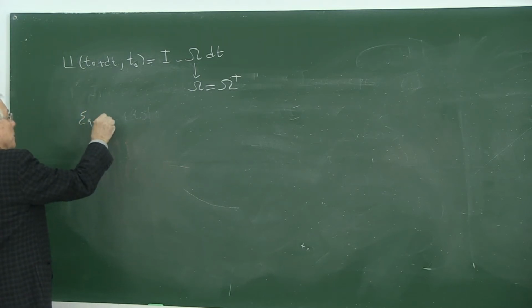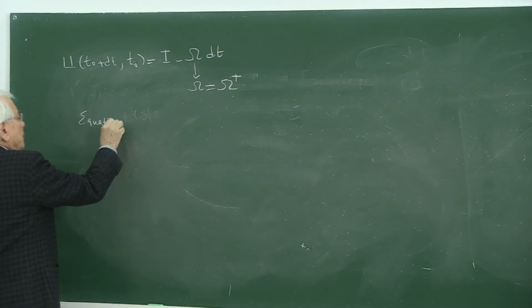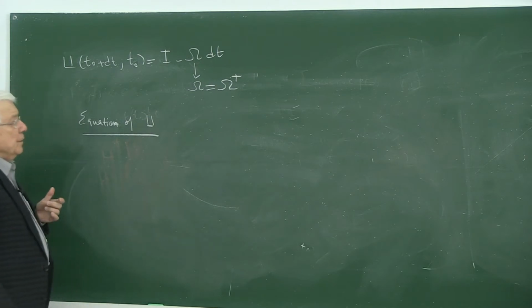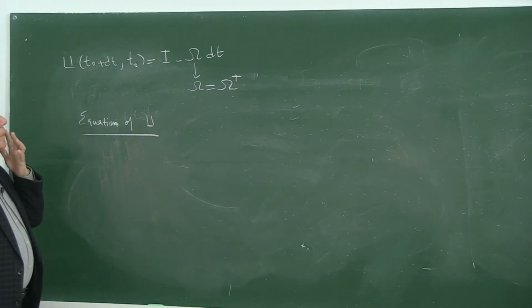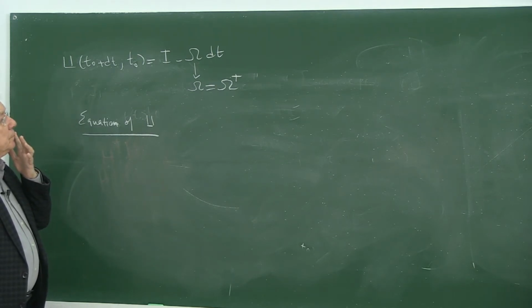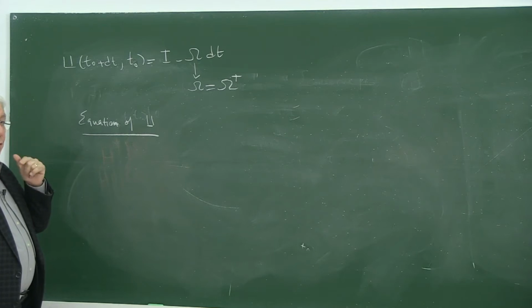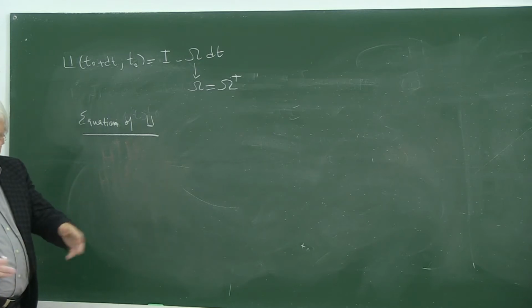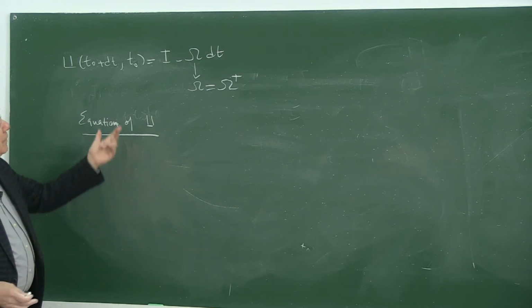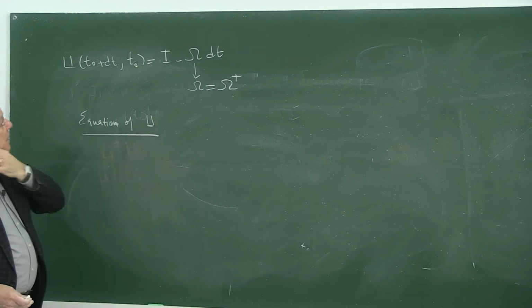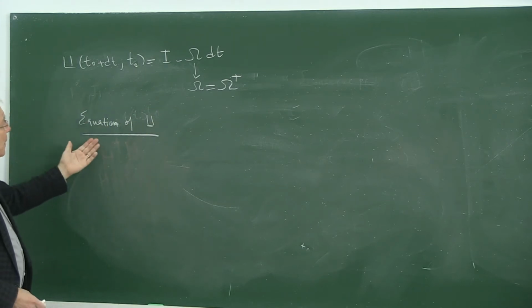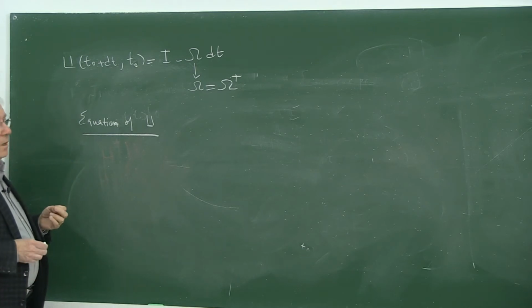Equation of U. And that equation is going to be relevant for construction of the Schrödinger equation. As I said, these two paths may be independent. I could have gone ahead and integrated that infinitesimal form to get the finite form first, or vice versa. Doesn't matter. Let's see what is the equation satisfied by U.